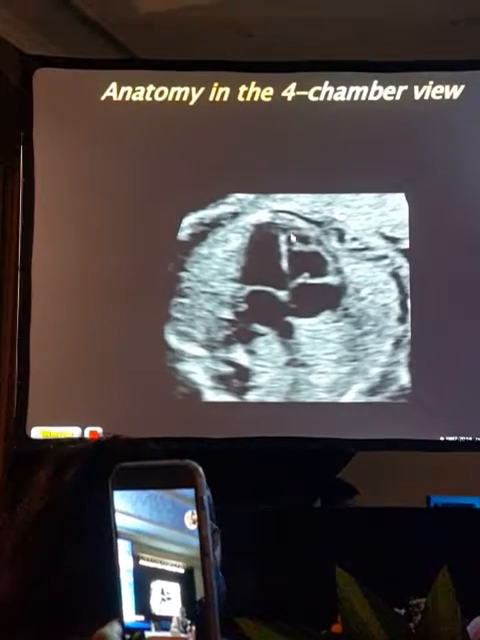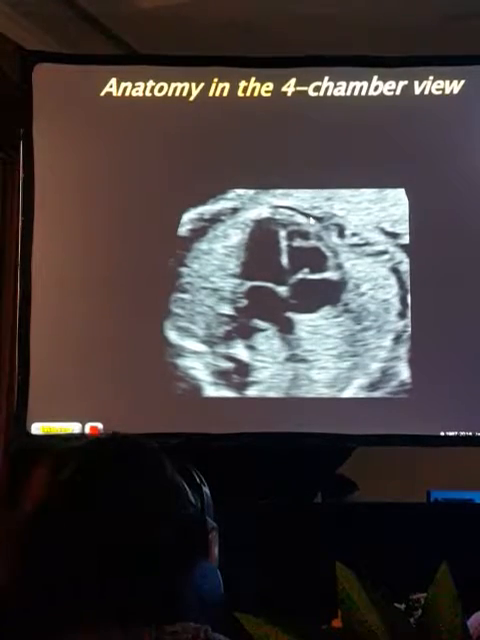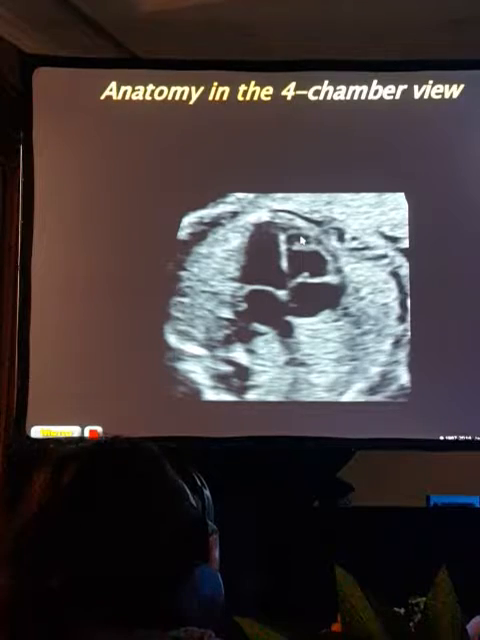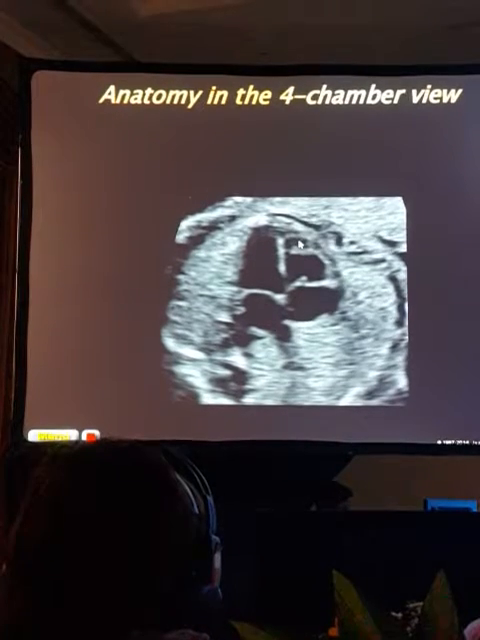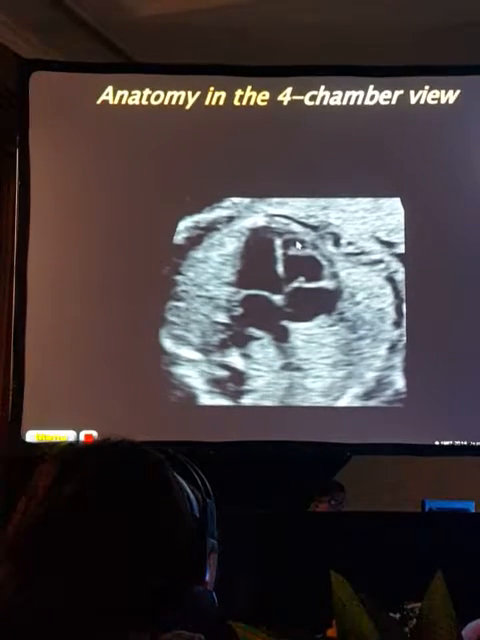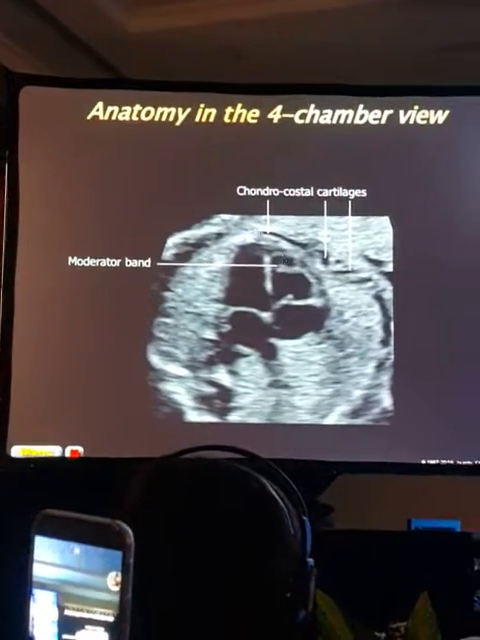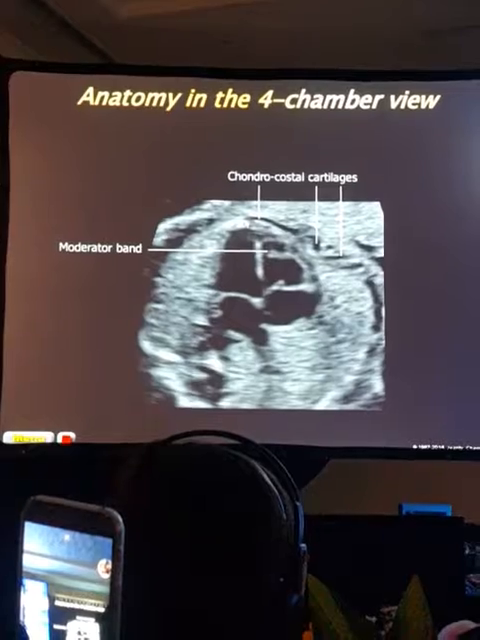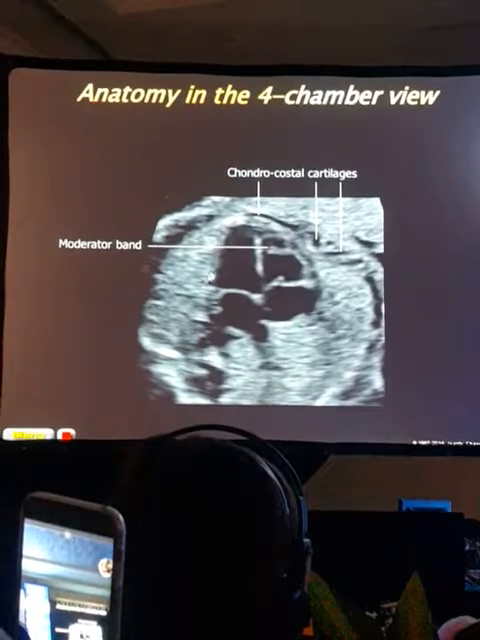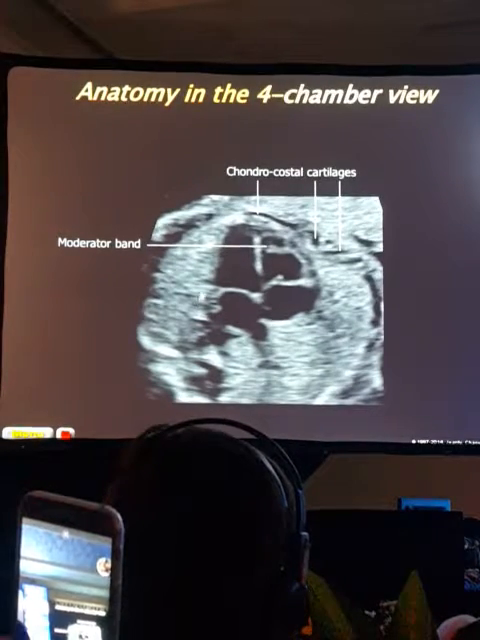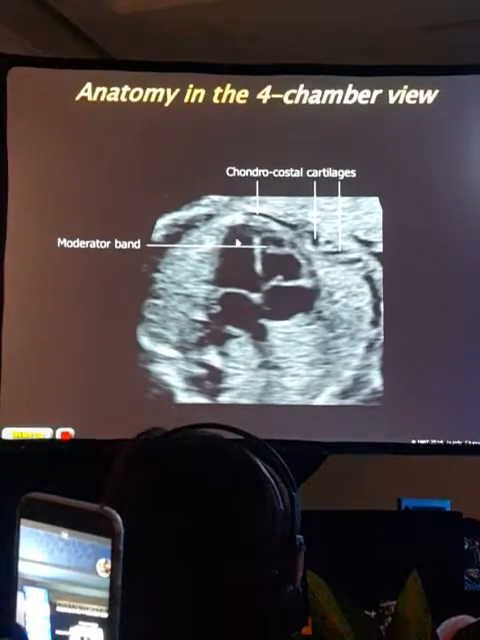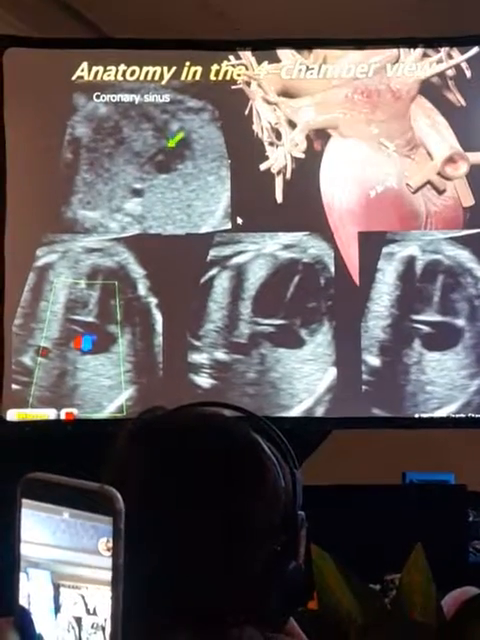What is this black line here around the heart? Precordial fluid, any other? Yeah, this is cartilage, okay? Watch out. The black line around the heart is not necessarily precordial fluid. Precordial fluid will start at the AV groove over here. So watch out for the precordial cartilage.